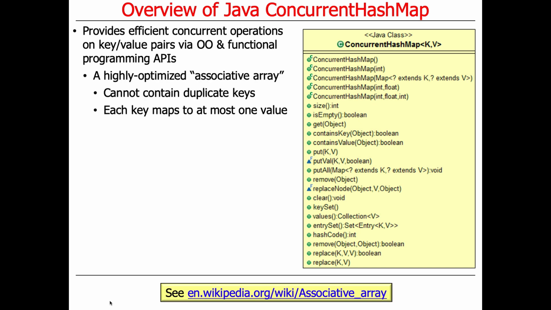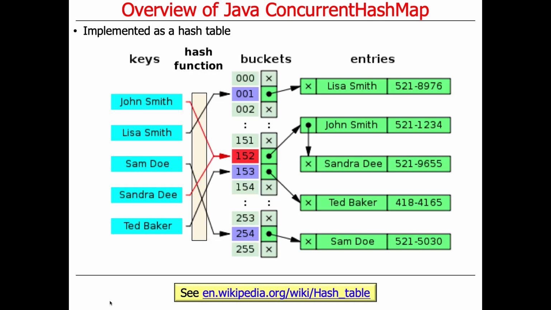A hash map, as you undoubtedly remember, provides something called an associative array, where you have a value that is associated with a key in the map. A map also cannot contain duplicate keys, and therefore each key maps to at most one value. There are no duplicates in a hash map.